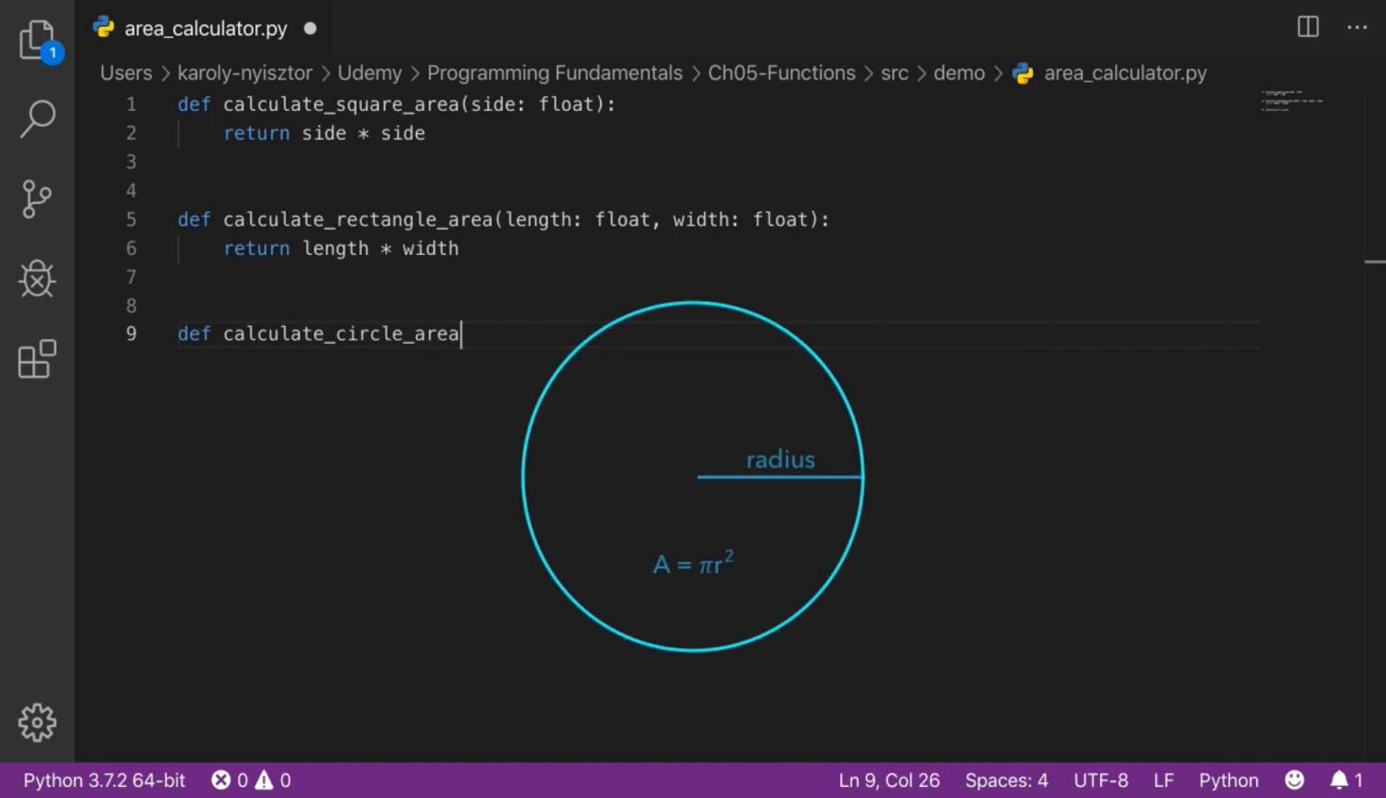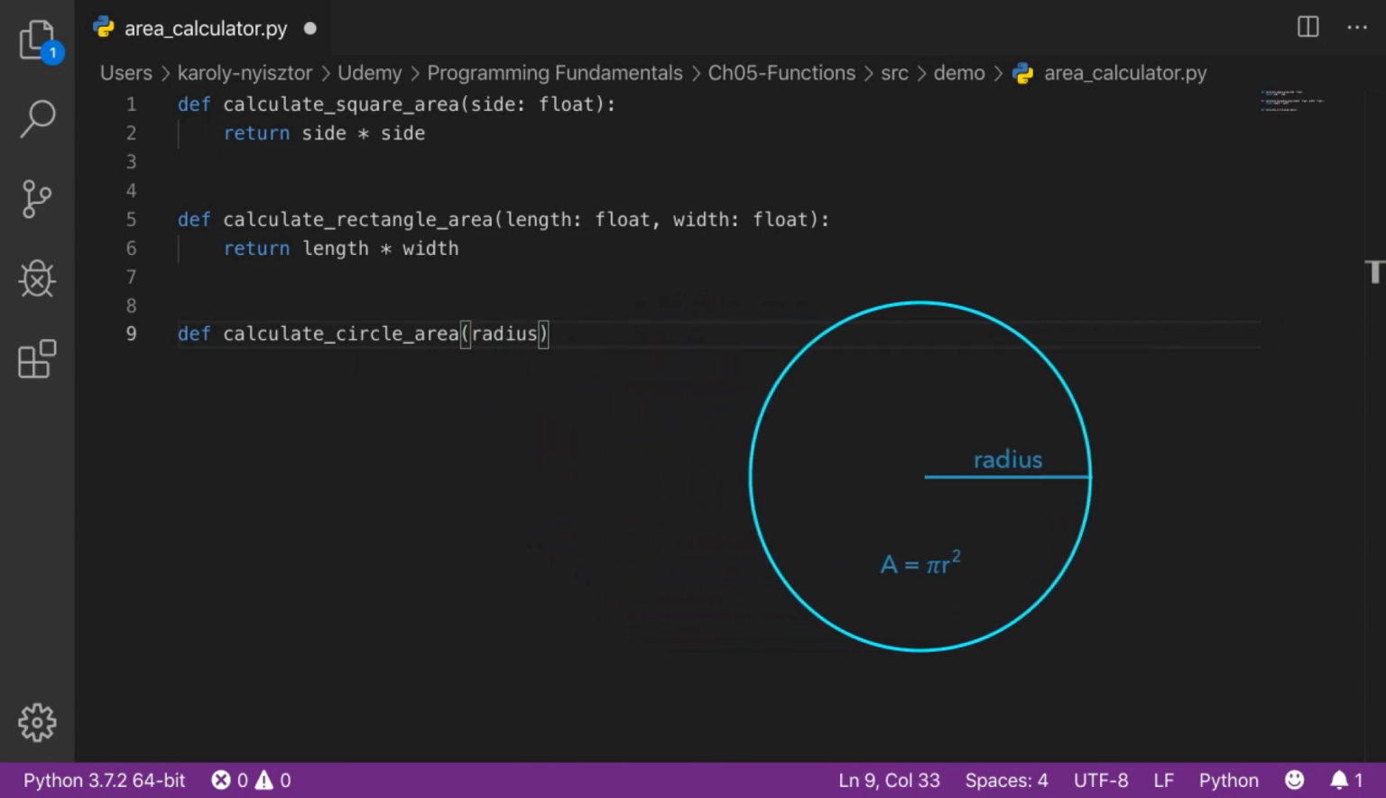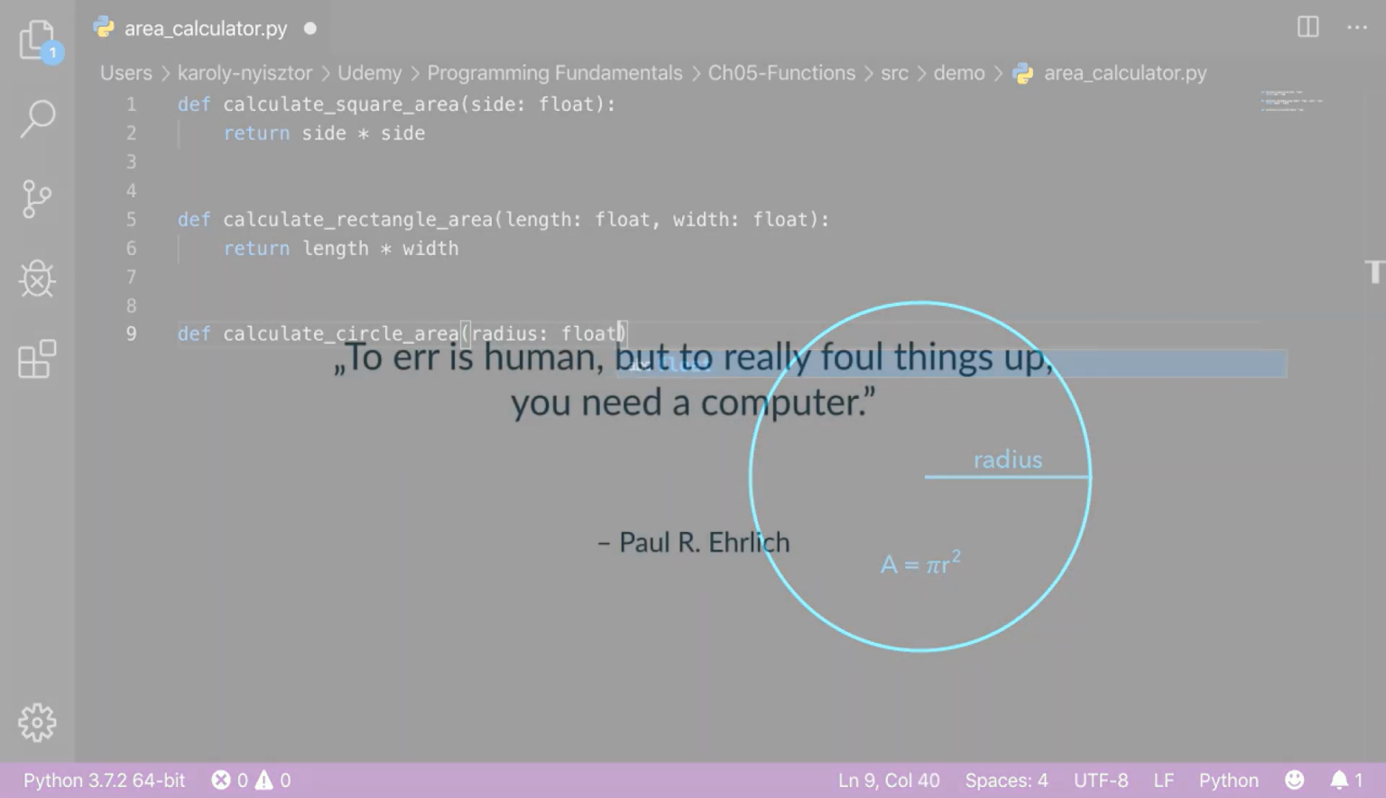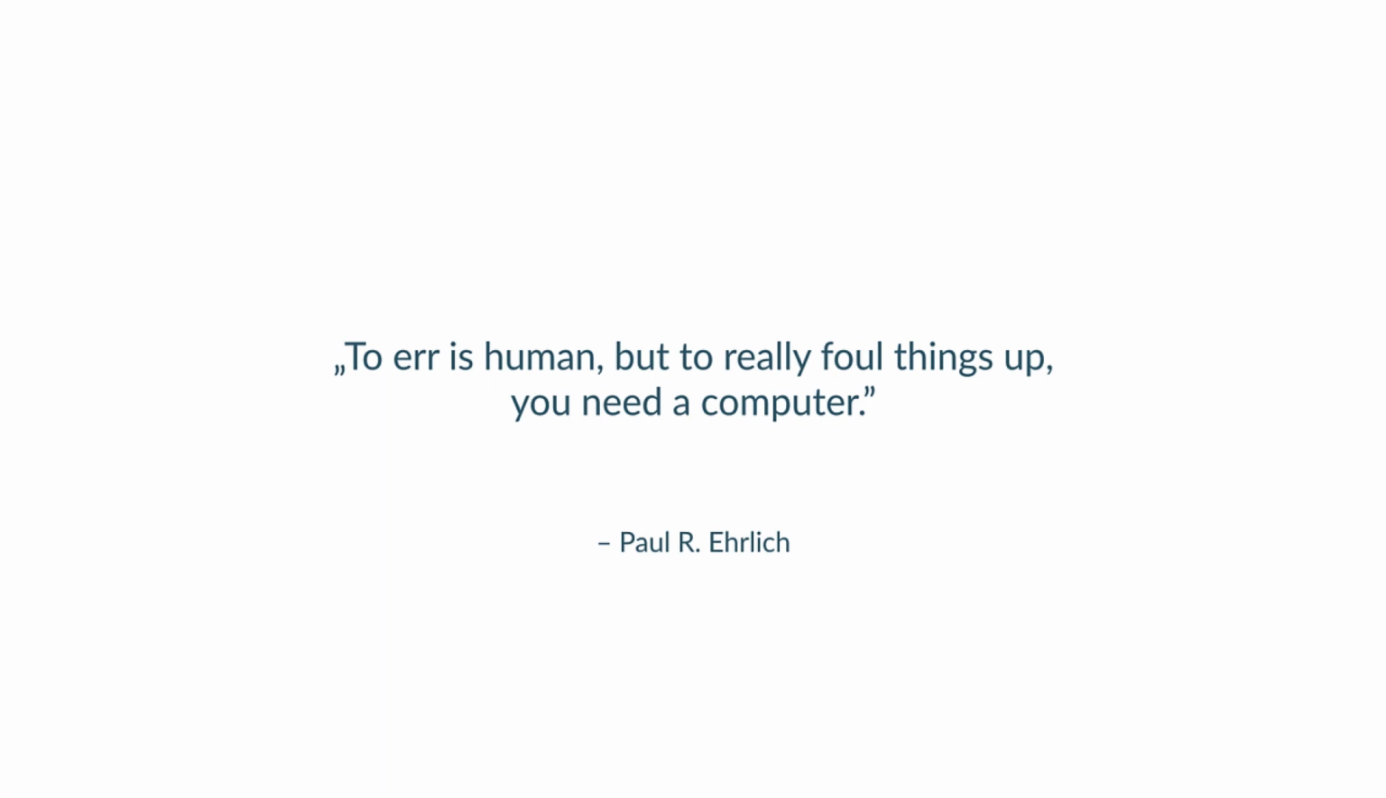And let me share a little secret with you. Even seasoned developers make mistakes. To err is human, but to really foul things up, you need a computer.